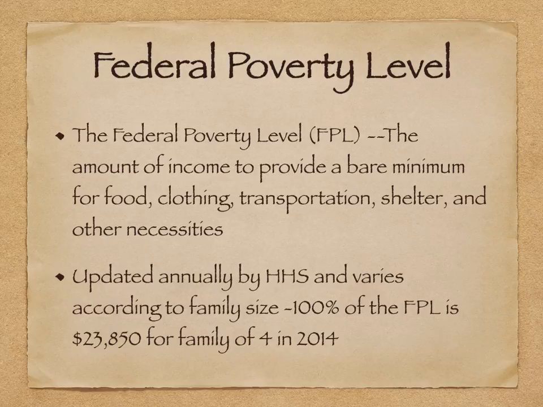Federal poverty level. The federal poverty level, FPL, is the amount of income to provide a bare minimum for food, clothing, transportation, shelter, and other necessities. It's updated annually by HHS and varies according to family size. 100% of the FPL is $23,850 for a family of 4 in 2014.